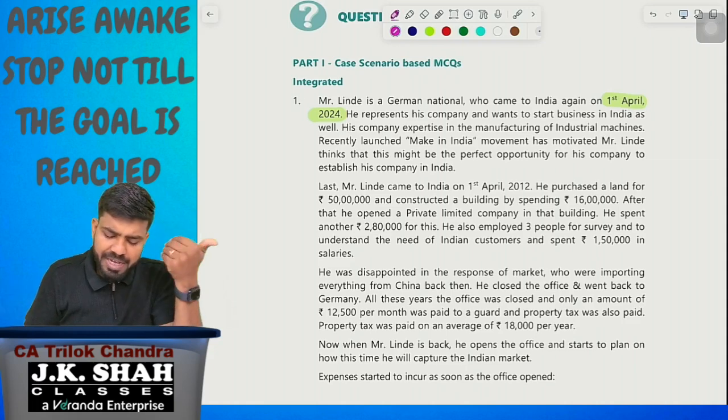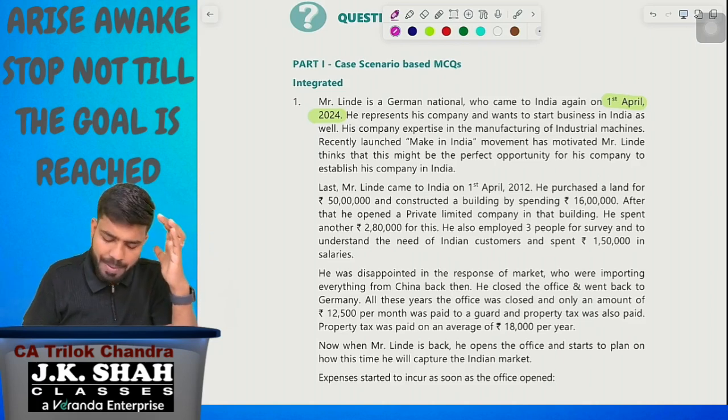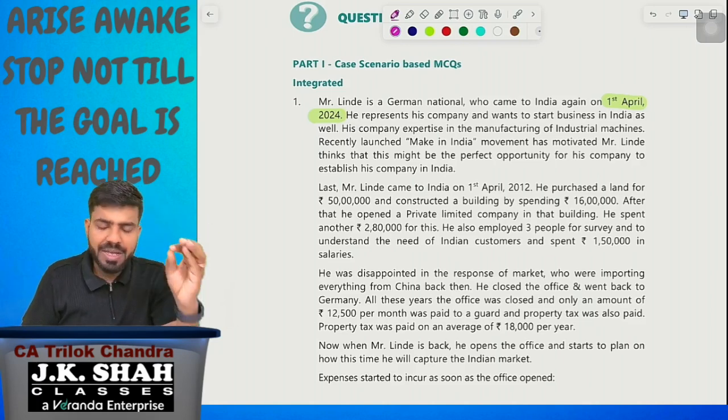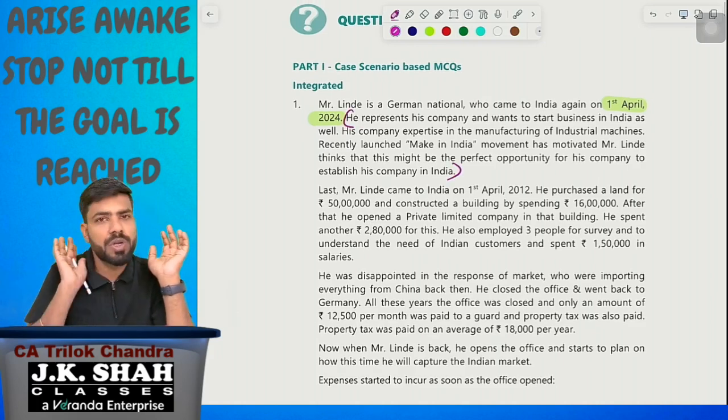His company has expertise in the manufacturing of industrial machines. The recently launched Make in India movement has motivated Mr. Lindy. He thinks that this might be the perfect opportunity for his company to establish itself in India. Actually speaking, from here to here, they have given the story.